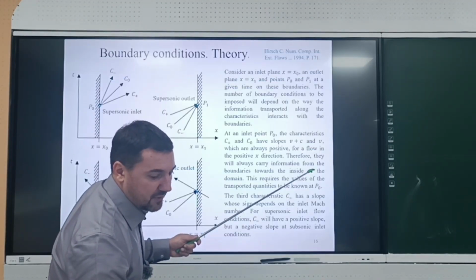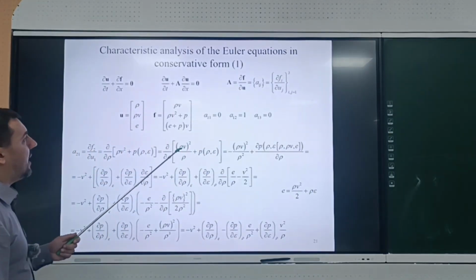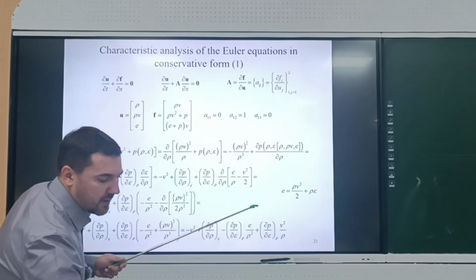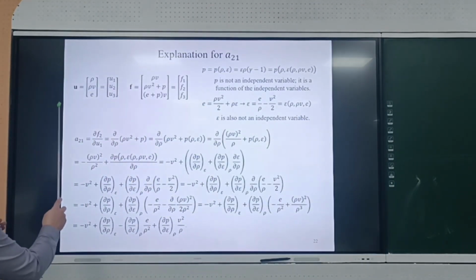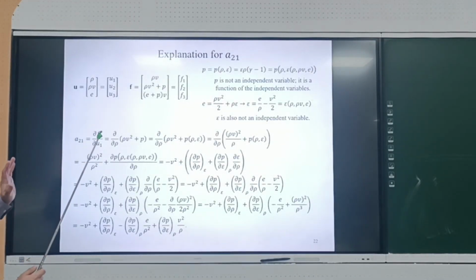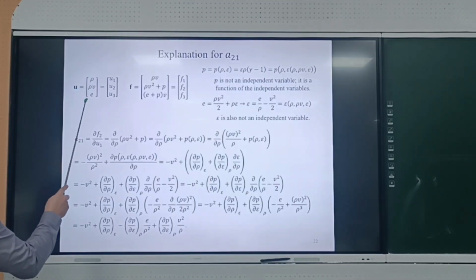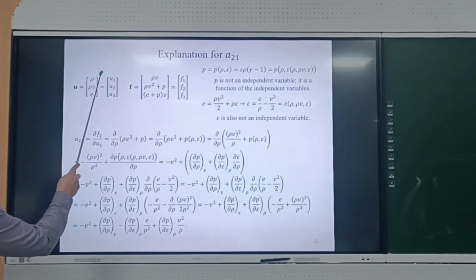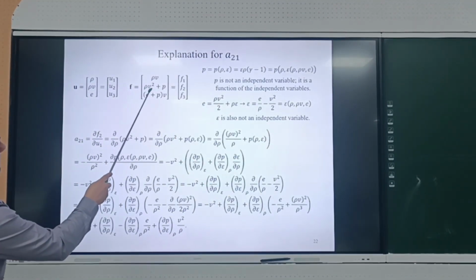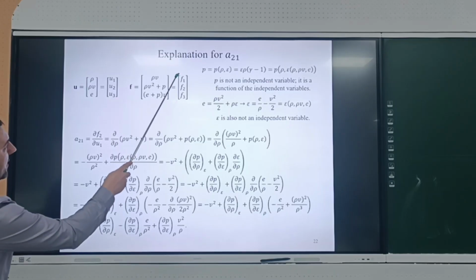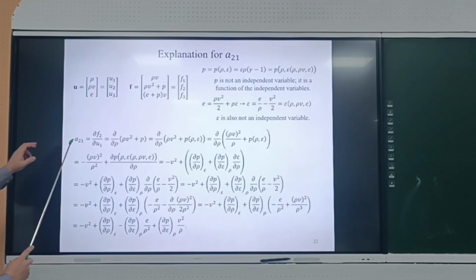We discussed them when we analyzed the characteristic form of the Euler equations, and I told you how to compute these elements. Actually, I will provide a more detailed explanation one more time. So U is the conservative variables vector: rho, rho V, E. Let's denote the components as U1, U2, and U3. F is the flux vector: rho V, rho V squared plus P, and the third term. Components F1, F2, F3.